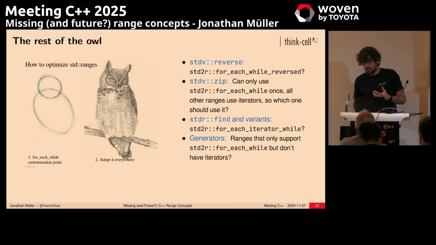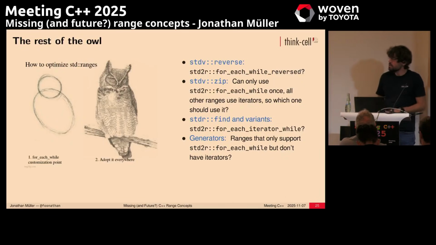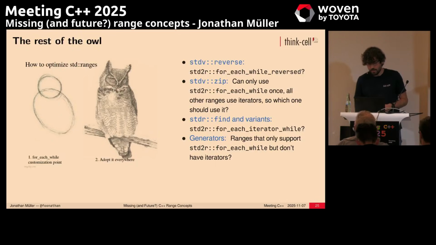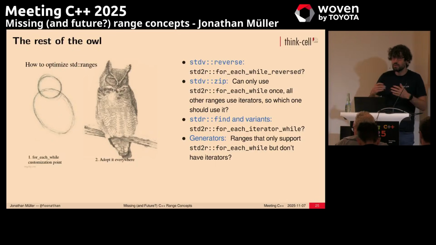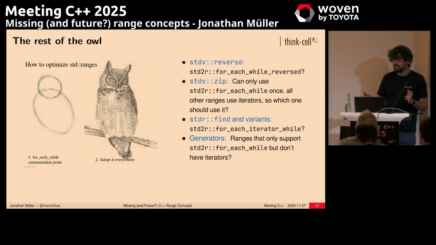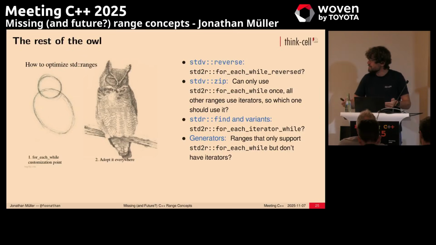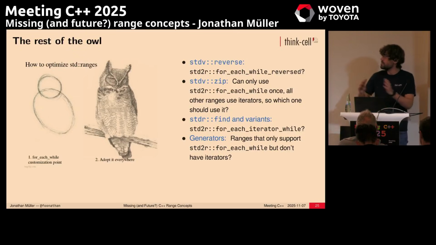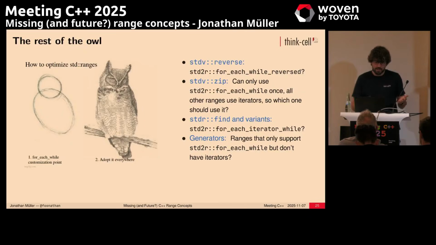And then there's this concept of generators. So in principle, we can make anything rangeable with the simple algorithms by just writing for each while without even having to provide iterators. And so do we want to adopt that into the standard? Do we want ranges that don't have iterators? They just can be looped over, right? And so you can use the simple algorithms, but you can't use the algorithms that provide iterators. And I think we do, but for the standard library, I'm not so sure.